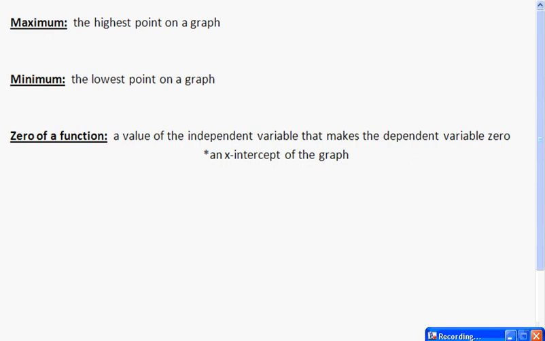Other things: the max of a graph is the maximum point of the graph, the highest point. The min is the lowest point of the graph. Graphs do not always have a max or min value. The zero of a function is a value for the independent variable that makes the dependent variable zero. Basically, this is the point of intersection on the x-intercept. It is where it crosses your x-axis.